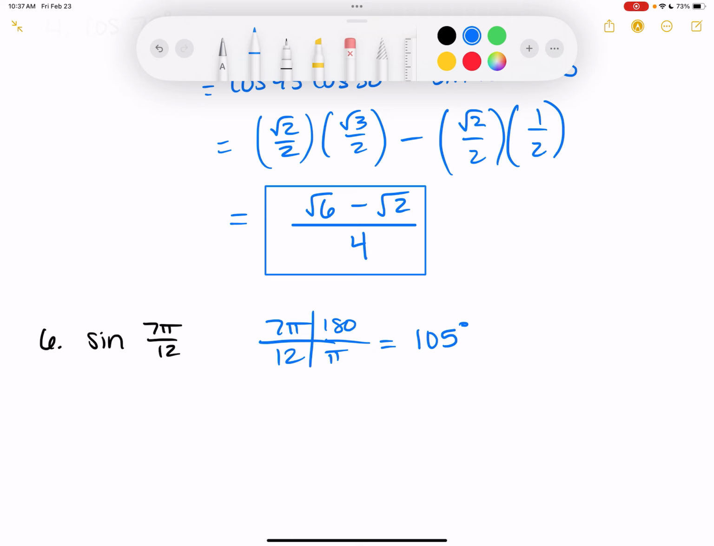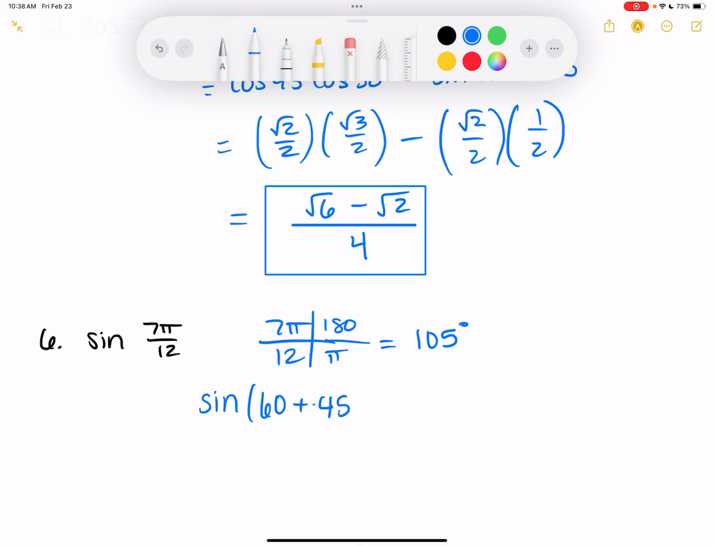All right. Somebody other than Josh, what two angles add up to give me 105, or subtract? 60 and 45. I like it. We're keeping it to quadrant 1 angles. So the sine of 60 plus 45.